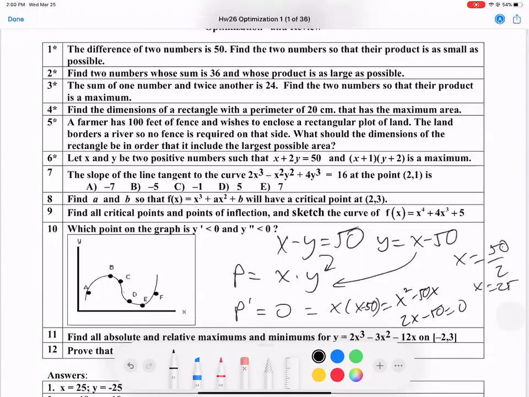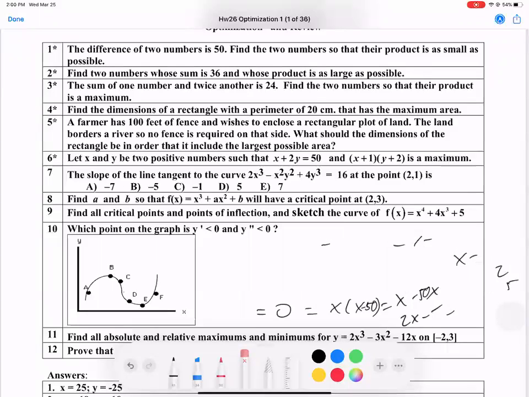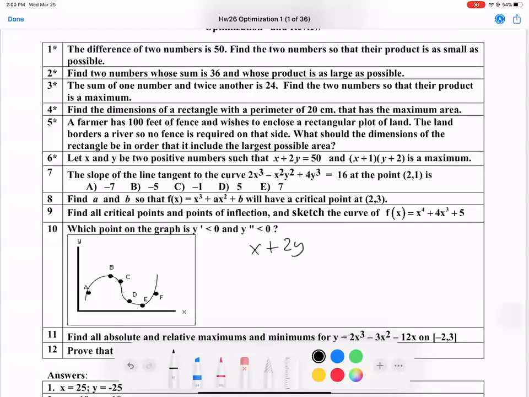Okay, let's do another problem. Let's jump to, let's say, 3. Just pause the video next time. Number 3 says the sum of one number and twice another number is 24. Find the two numbers so that the product is a maximum.